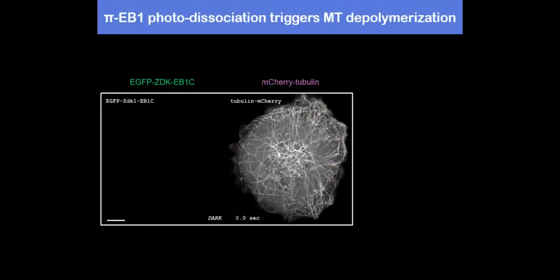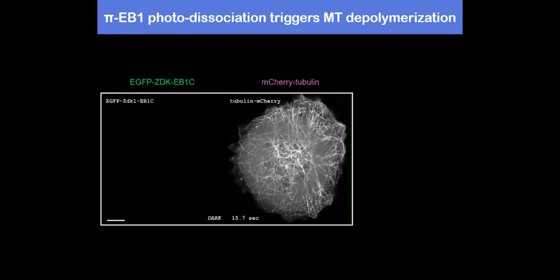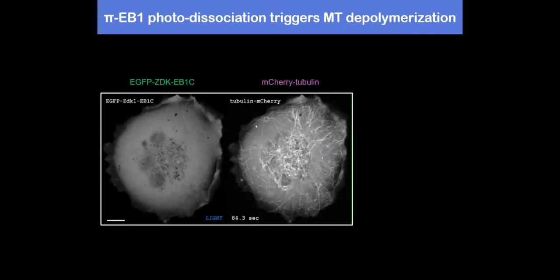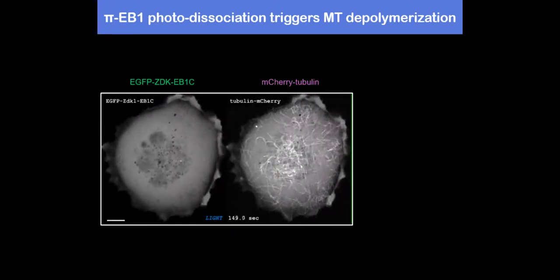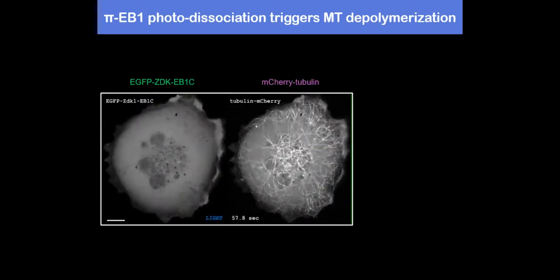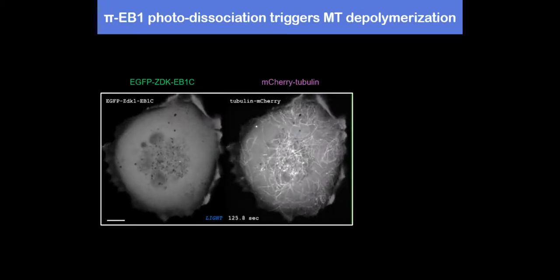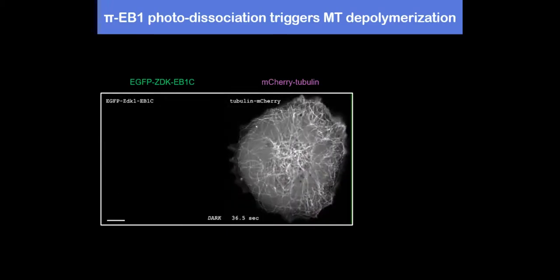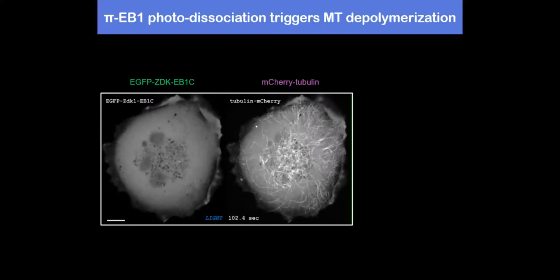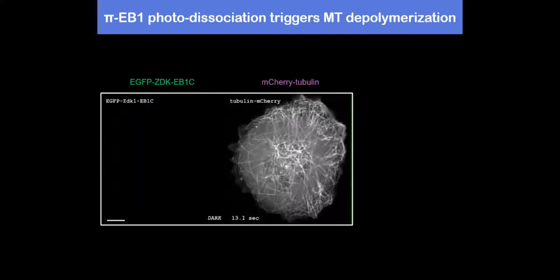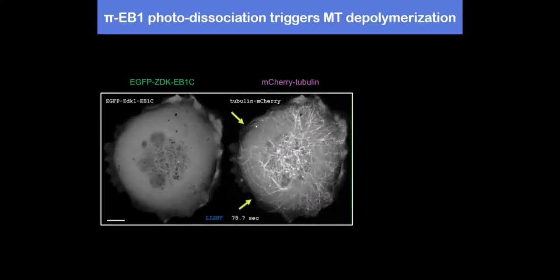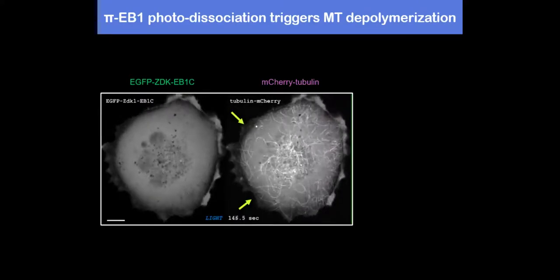I've just shown you that pi-EB1 photodissociation inhibits microtubule growth, but how does this affect the microtubule network as a whole? In this pi-EB1 cell, microtubules are labeled with mCherry tubulin. Blue light exposure is globally turned on when the image on the left appears, which shows the GFP-tagged C-terminal half of pi-EB1. Comets at the microtubule ends can be briefly seen before pi-EB1 dissociates. Soon after the blue light is turned on, microtubules begin to shorten and disappear from the cell periphery.